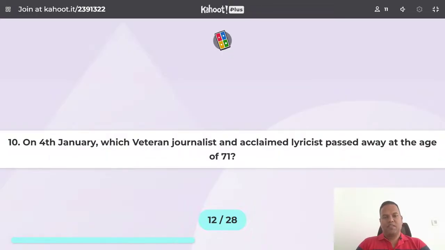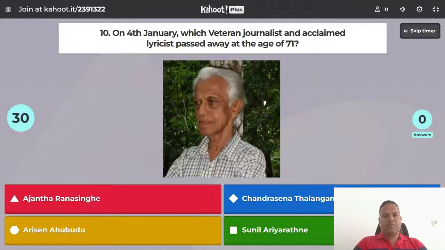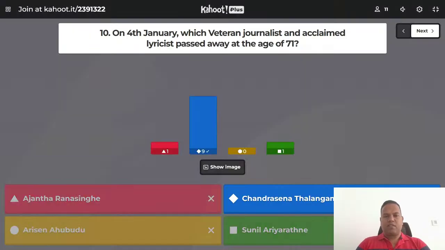On 4th January, which veteran journalist and acclaimed lyricist passed away at the age of 71? Which veteran journalist and acclaimed lyricist passed away at the age of 71? Is it Ajanta Ranasinghe, Chandrasena Kalangam, Harrison Obudu, or Sunil Ariyaratne? Sunil Ariyaratne is still alive, but all the other 3 are now passed away. It was indeed Chandrasena Talangama.